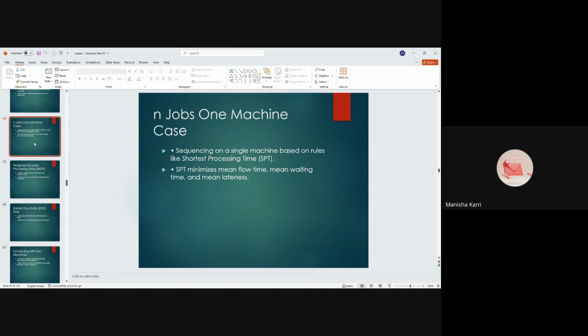So for scheduling multiple jobs at one time, sequencing by shortest processing time, SPT, is highly effective. It minimizes the time jobs spend in the system, reduces waiting time, and also decreases lateness, making it a preferred rule for single machine job scheduling.